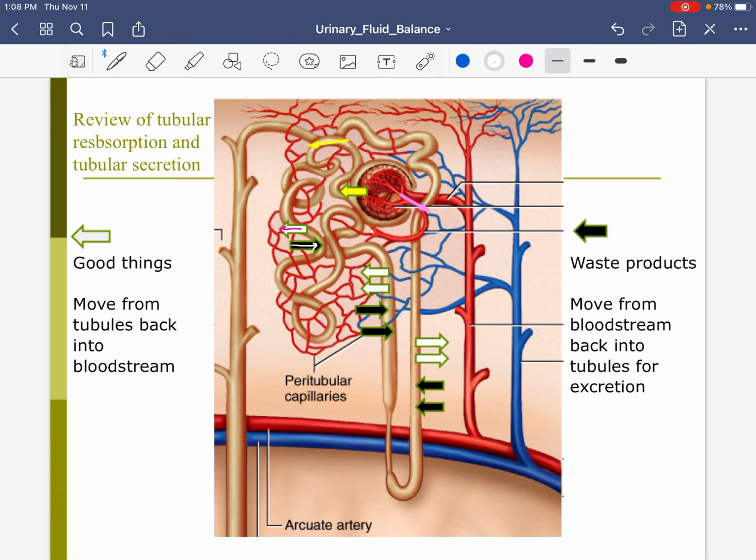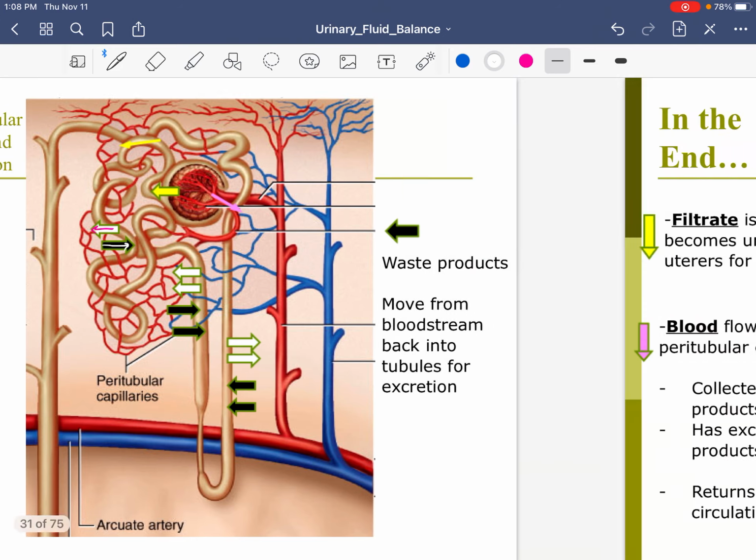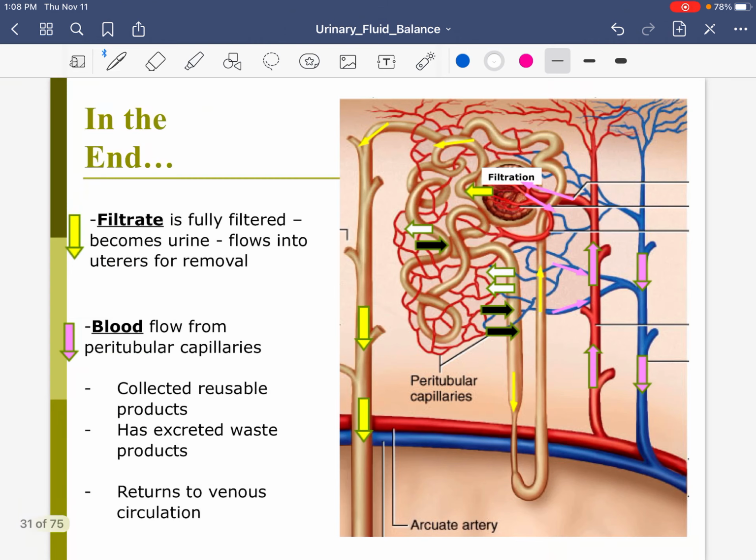The white arrows, I'm trying to show you absorption. We're absorbing good things into the bloodstream. The black arrows are meant to show you waste products moving into the tubules, because tubules is what's going to be released through the urine. So in essence, we've filtered what we can keep, what's good, the body reabsorbs into the blood, and then we filter out waste products that the body needs to get rid of. Those go into the tubules.